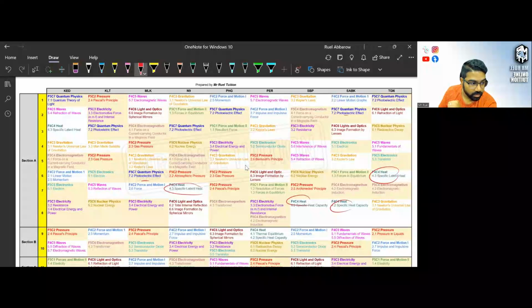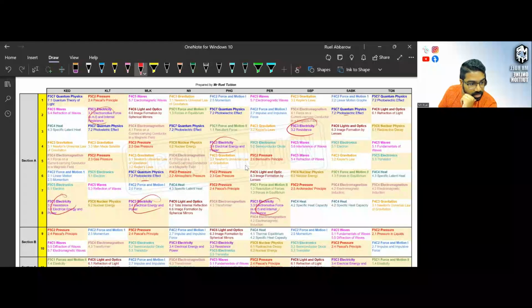All right, so 4 out of 9. That's 4 out of 9, okay? Electricity came out more than half. Electricity came out quite a lot. Okay, electricity has come out quite a lot in Section A. Okay, and the others are roughly about the same.